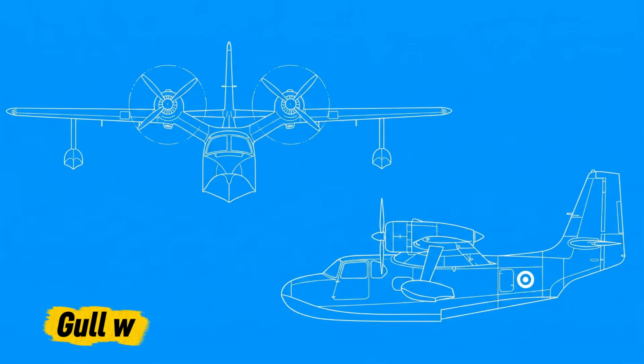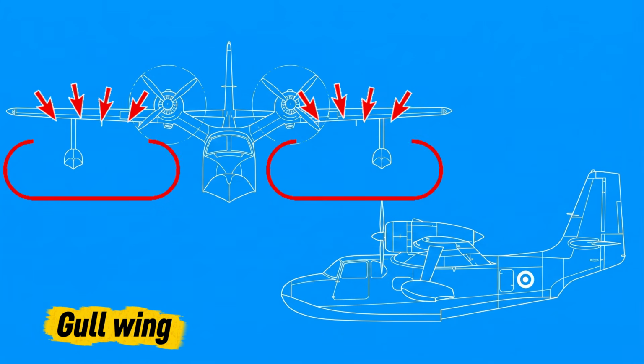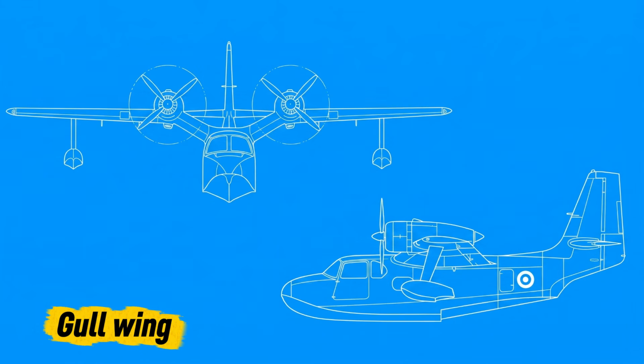The gull wing bends upward near the wing root before extending outward, creating a raised center section while keeping the outer wing at a useful angle. It can provide ground clearance and favorable structural geometry, but the sharp change in shape complicates construction and can create uneven aerodynamic loading across the wing.